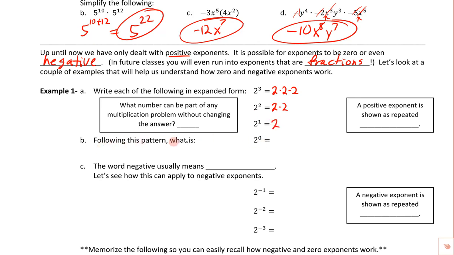Now we're getting to the point where we're going to figure out what 2 to the 0 power is, but I've got a couple questions for you. First of all, what number can be part of any multiplication problem without changing the answer? Well, 1 is what we call the multiplicative identity.